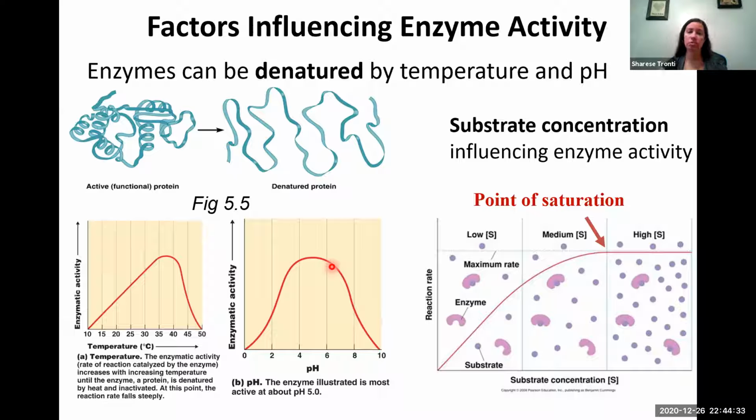The third one is substrate concentration. As we increase substrate concentration, it's going to increase the rate of reaction. That makes sense, right? We have more substrate. That's going to allow the enzyme to bind to more substrate and carry out more reactions until we reach a point. And we call that point the point of saturation. At the point of saturation, all of the enzymes are functioning as quickly as they can, and they can't go any faster.